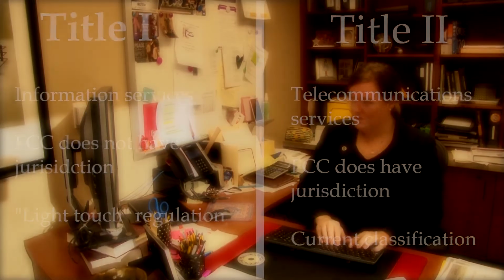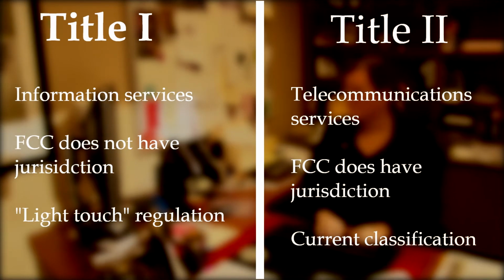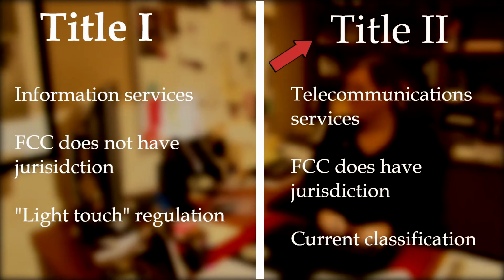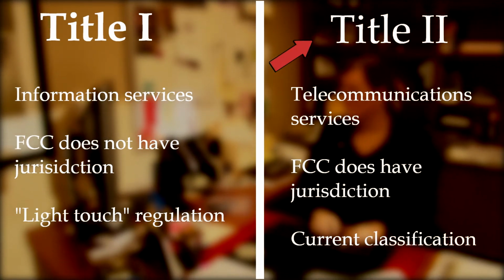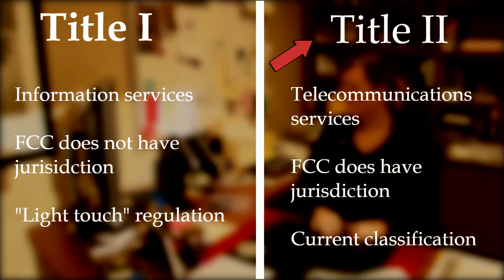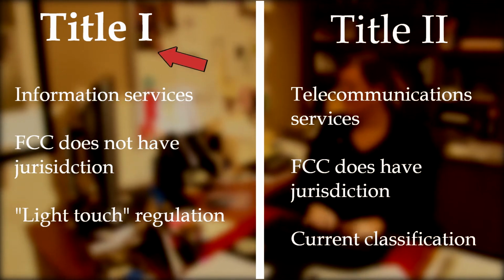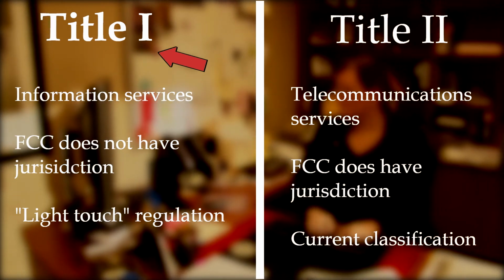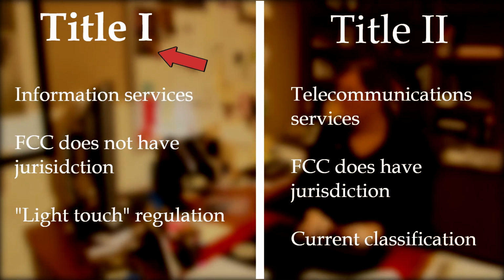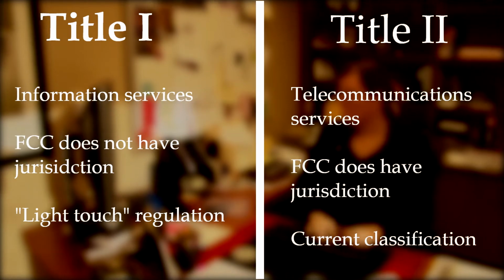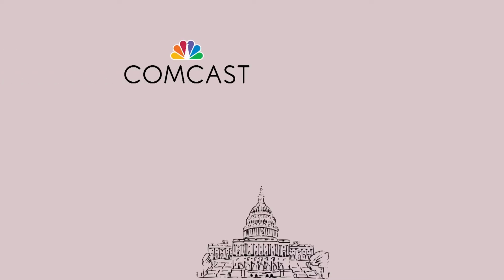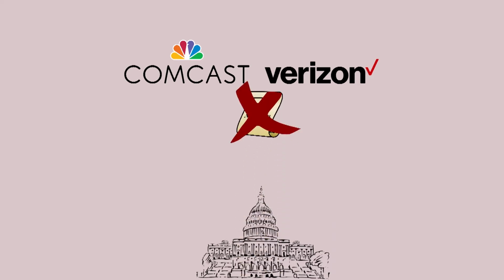In other words, the FCC has jurisdiction over services under Title II of the Communications Act of 1934. Therefore, the FCC can prohibit internet service providers from treating online services unfairly. By reverting back to Title I, where the FCC employs light touch regulation, ISPs will no longer have those restrictions. The Washington Post reports that in preparation for this, Comcast and Verizon are already doing what they can to limit states' abilities to create their own net neutrality laws.